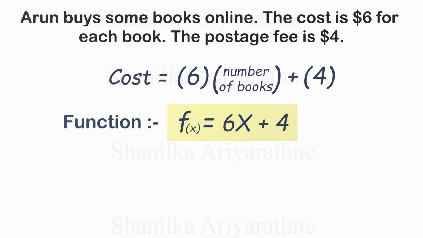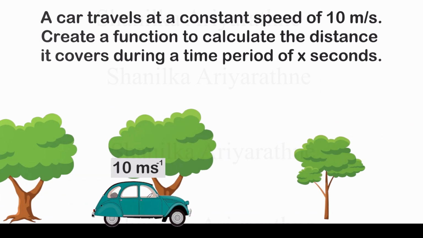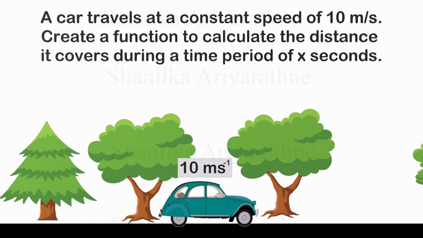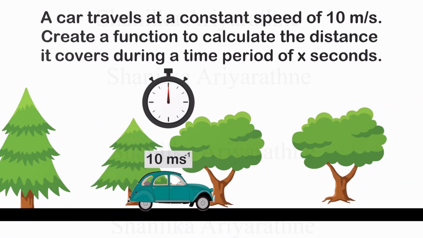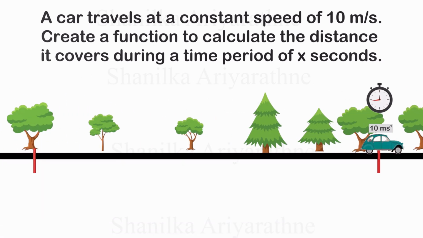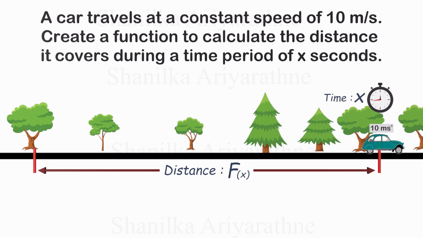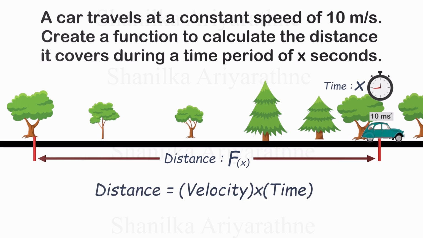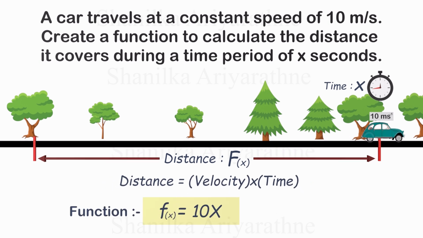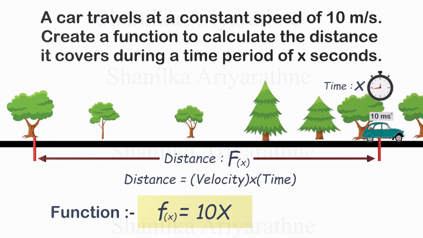Let's see another example. A car travels at a constant speed of 10 meters per second. How do we create a function to calculate the distance it covers during a time period of x seconds? For a car cruising at a steady speed, we can find out how far it travels in any given time by multiplying its velocity by the time. We can write this relationship between distance and time using a function. Functions are like handy tools that help us solve all sorts of problems in many different situations.